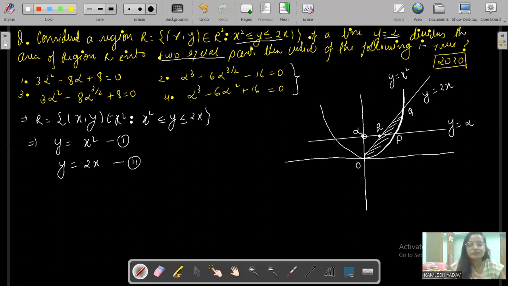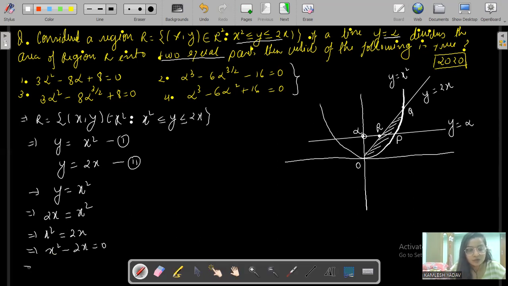Now we can find the intersection point, the point Q. So using these two equations, first equation y = x². From the second equation, we can put the value of y in this equation. So 2x = x², which means x² = 2x, then x² − 2x = 0. So we can take x common, then x(x − 2) = 0. So here x = 0 and x = 2.